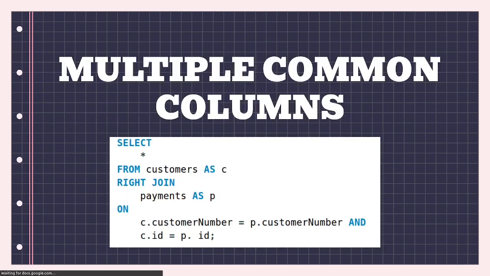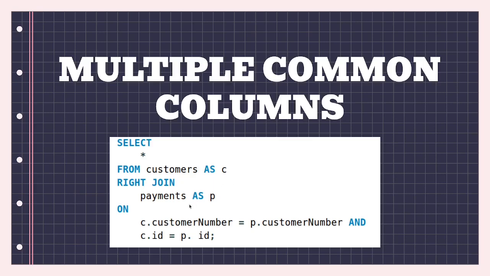Okay, so we have looked at cross join. In some cases, we might have columns that are common in both tables, and not just one column being common. We can have multiple columns that are common in both tables. I'm just going to go ahead and give you a simple example.